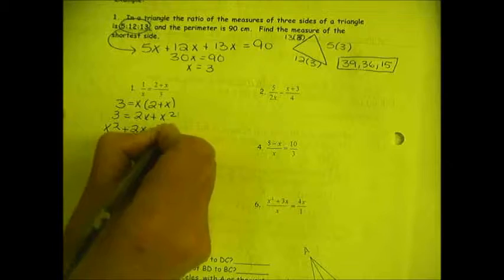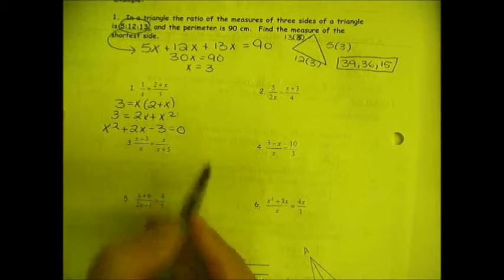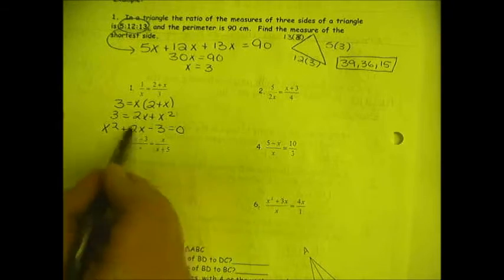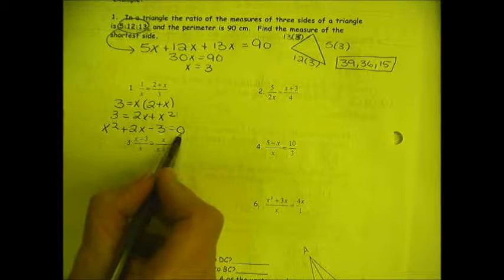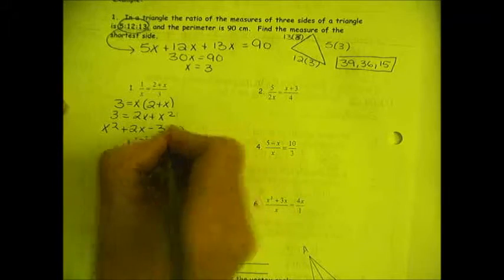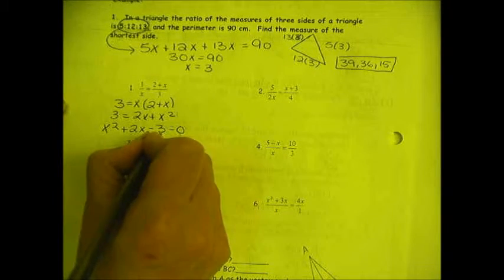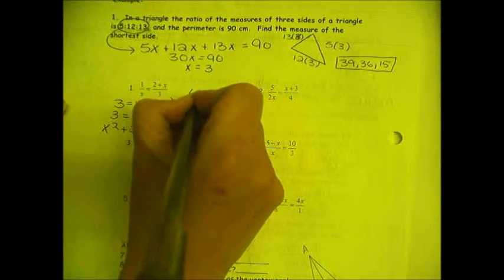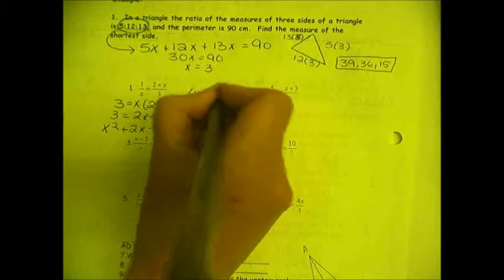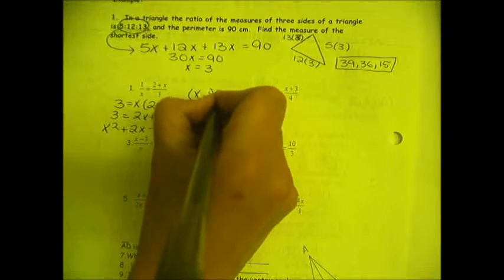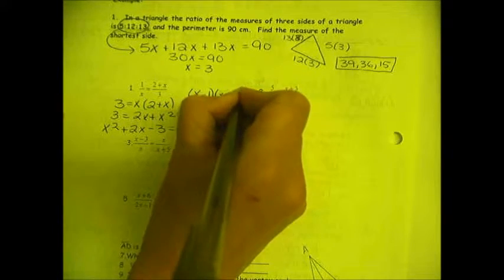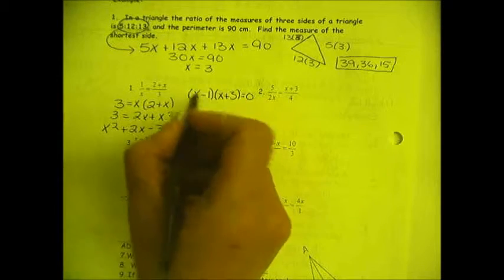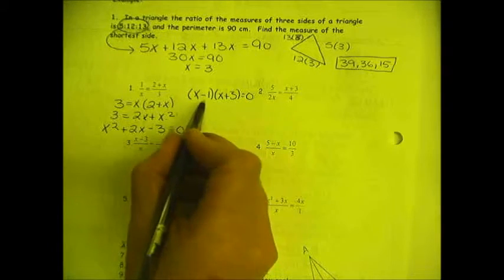So I'm going to change it to x squared plus 2x minus 3 equals 0. Make sure you look at that and see how I moved the 3 over to the other side. We've got it equal to 0 before we factor. Think about how you factor. We need 2 numbers that multiply to be negative 3, add to be 2. So we're going to get x minus 1 times x plus 3 equals 0.